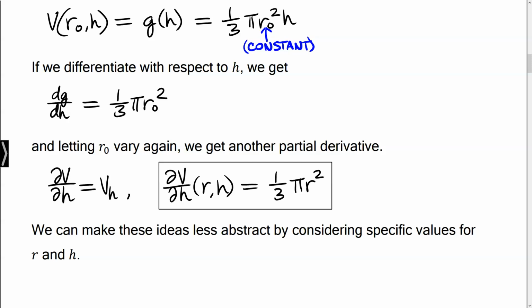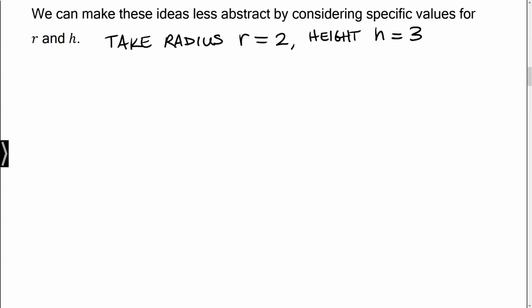So let's make these ideas a little bit less abstract. Since we're dealing with a general function here, not specific numbers, it may seem a little abstract to think about what exactly this is saying. So let's take specific values for r and h. Let's take the radius r to be equal to 2 and the height h equal to 3. Let's write down some of these things and just talk through what each of them means.